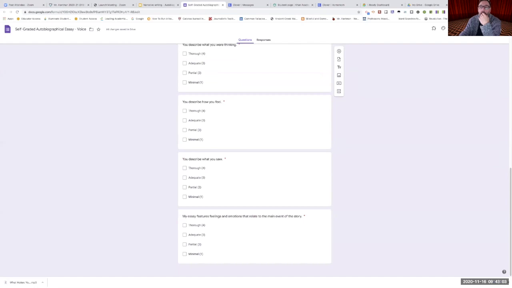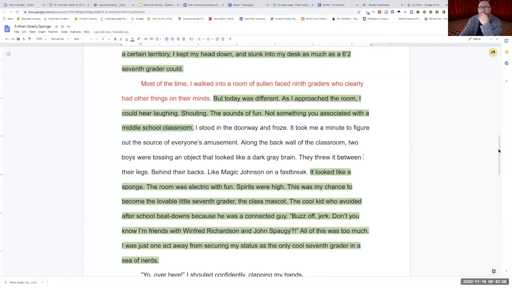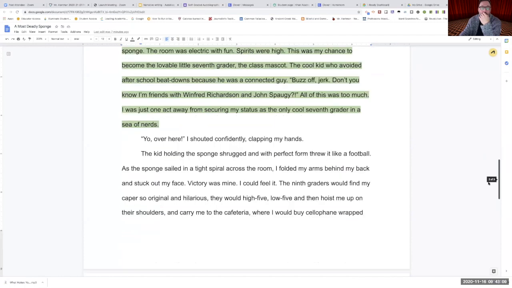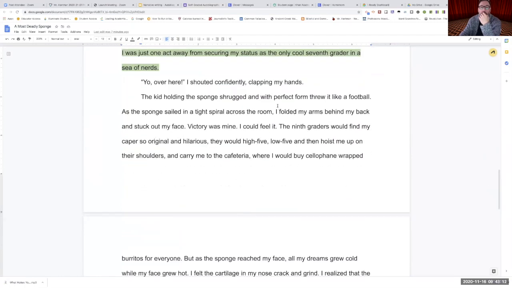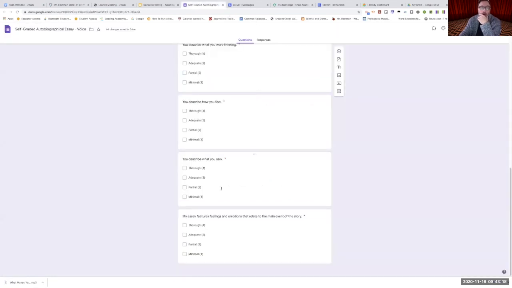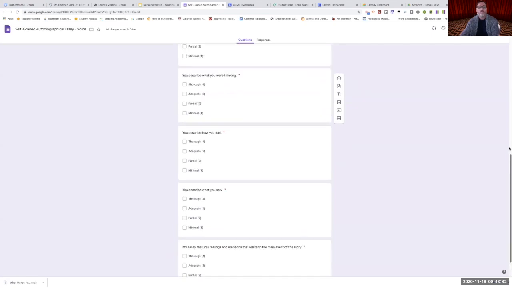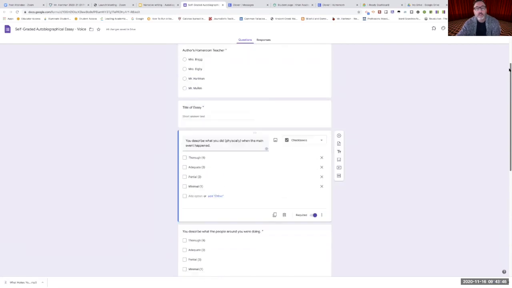So again, when I come back to the essay, these kids who were tossing things around, the kid holding the sponge shrugged and with perfect form threw it like a football, right? So that's me describing what I saw. And then the last question is, my essay features feelings and emotions that relate to the main event of the story. So this one, if you're doing all of these things here and you have even just a fundamental basic feel of the structure, which I know many of you do, this one is going to take care of itself. You'll be fine. So we've got a grand total of 1, 2, 3, 4, 5, 6 questions.